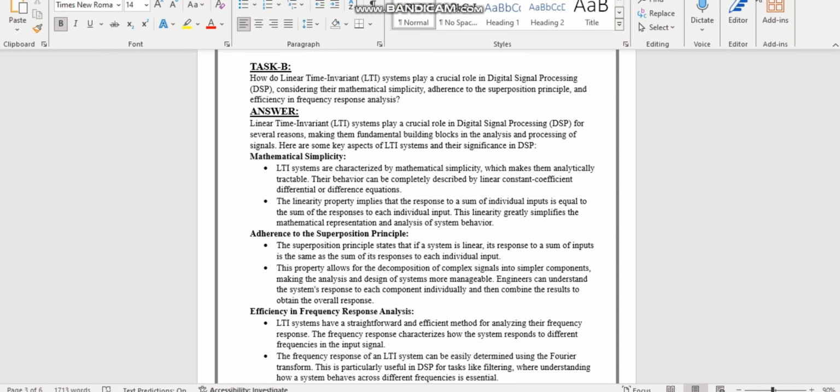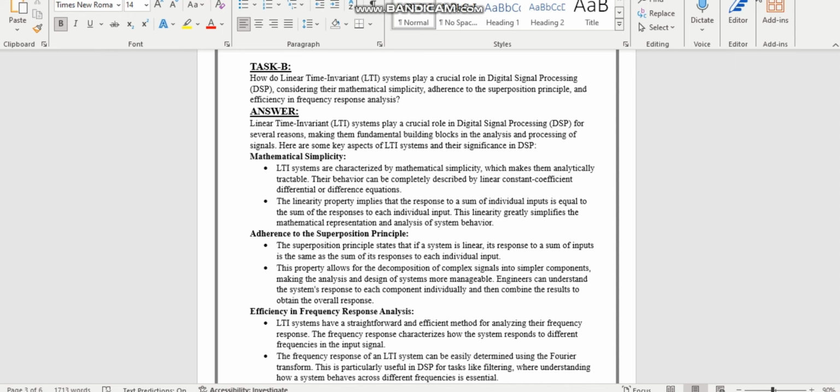In task B, how do linear time invariant systems play a critical role in digital signal processing, considering their mathematical simplicity, adherence to the superposition principle, and efficiency in the frequency response analysis? Answer: linear time invariant systems play a critical role in digital signal processing for several reasons, making them fundamental building blocks in the analysis and processing of signals.